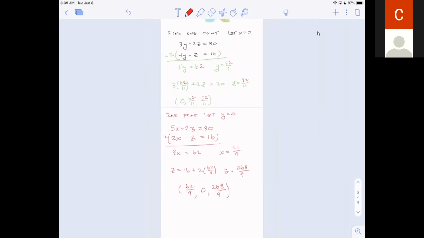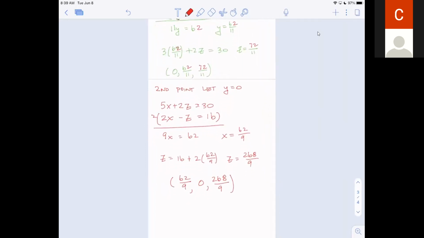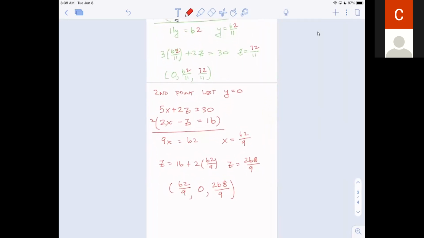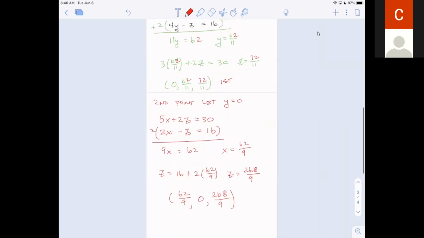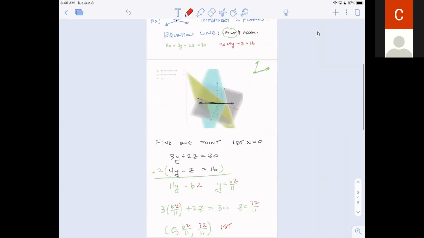So now I have these 2 points. So how do I get a vector? If I choose this as my first point, so I have 2 points now that define this line. I know both of these points are actually on that black line that we drew earlier. I know they're on there. Now I just got to make an equation of a line out of them.